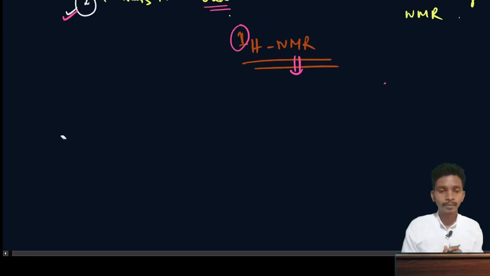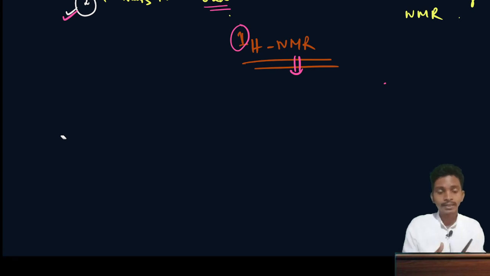In 1H NMR, first we will discuss the number of signals. The basic introductory part I have already discussed, so the same things are applicable for 1H NMR, as they are for all the NMRs. Whatever I said about nuclear active, all these things apply. So, without delay, I'm going to move to the topic, that is, number of signals.